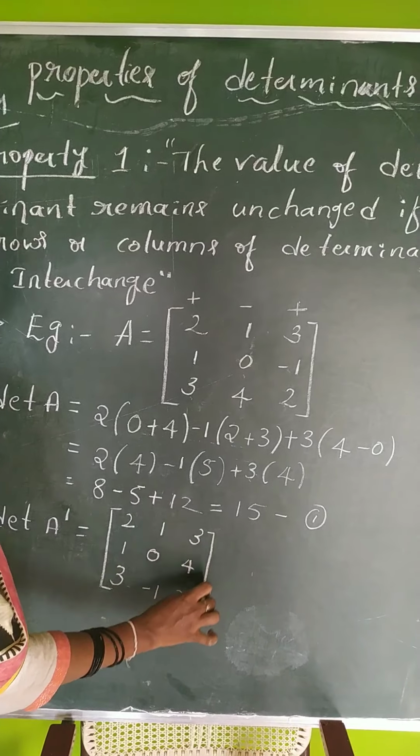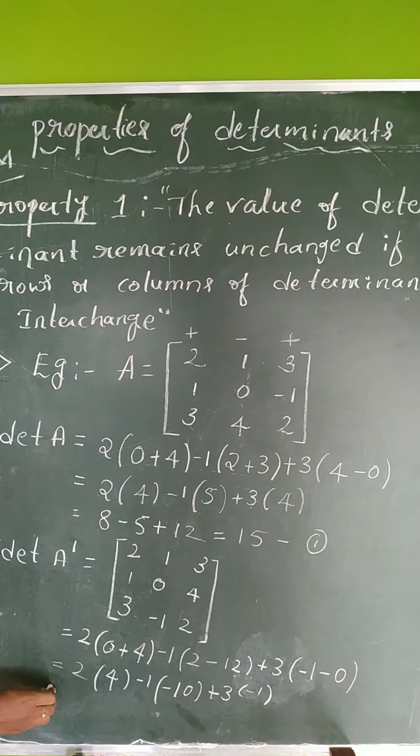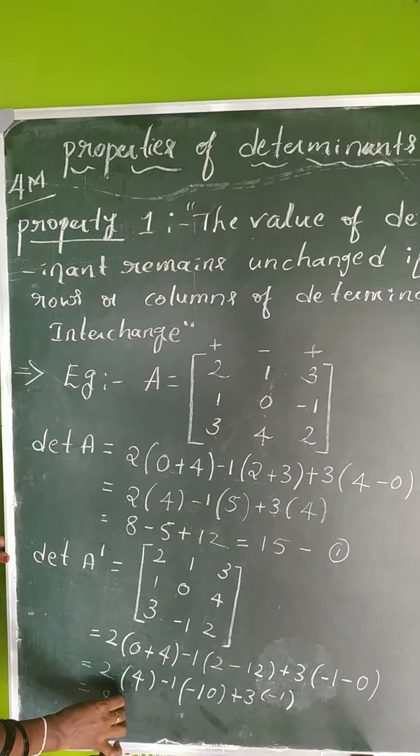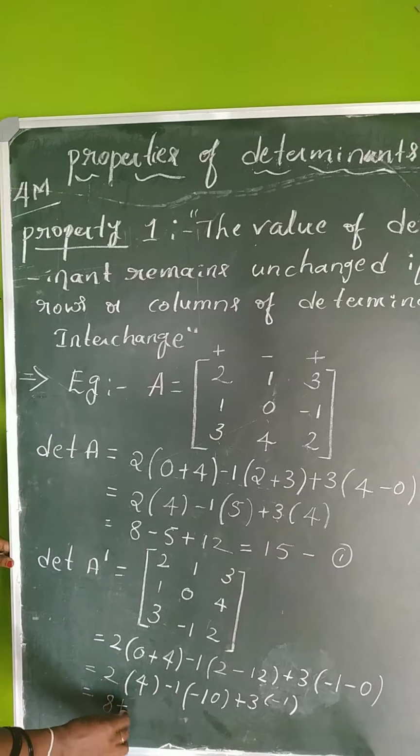So now you just expand it. 2 into 4 is 8, minus 1 into 2 minus 12 is minus 10. Next, plus 3 into minus 1. So here you just simplify. 2 into 4 is 8. Minus into minus is plus, so this is plus 10 and this is minus 3. So 10 plus 8 is 18, 18 minus 3 is 15.